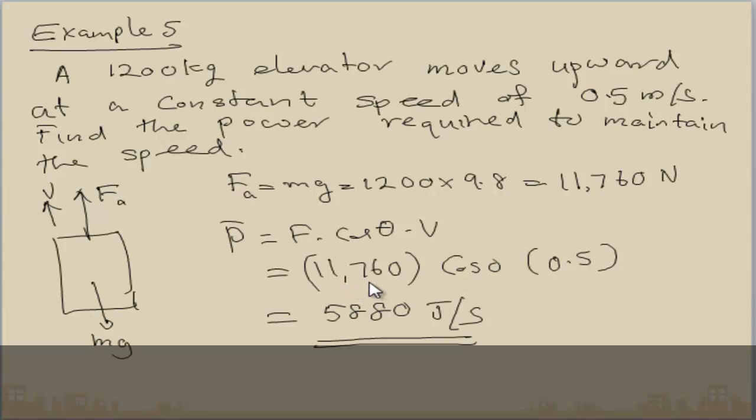So that's equal to 11,760 times cosine 0 times 0.5. So the power is 5,880 joules per second.